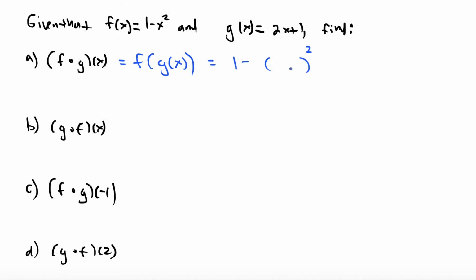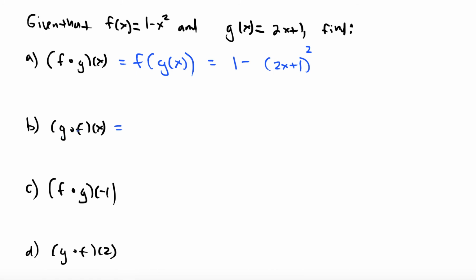But notice I had to put an x here, right? I put parentheses. So what should go in the place of this parentheses? Well, it should be g of x, right? It should be the other function here. So let me just put that here, 2x plus 1. Okay. So this is going to be f dot g of x. Now, we can multiply this out and simplify that, okay? But let's move on to the next problem, right?